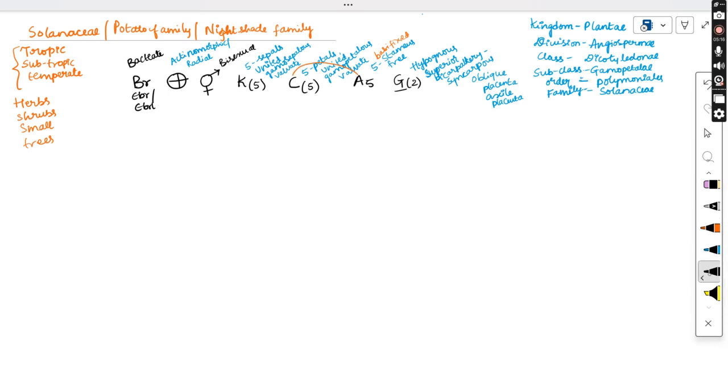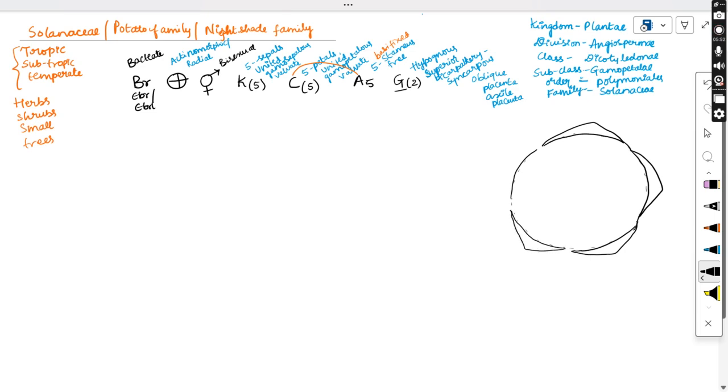So let us try to draw the floral diagram. While you're drawing this floral diagram, just make dotted lines. The outermost whorl is the calyx. A total of 5 sepals are there: 1, 2, 3, 4, and the 5th sepal. All these 5 sepals are in fused condition, right? They show the valvate type of estivation. All the margins are facing each other without overlapping.